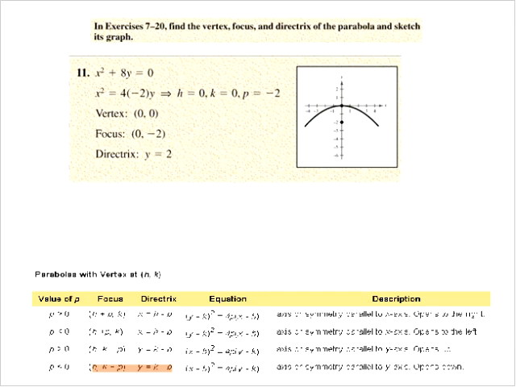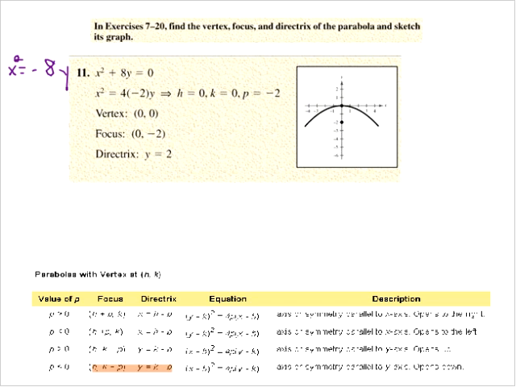Okay, so we're going to focus first on finding the vertex, focus, and the directrix of a parabola, and then sketch its graph. So what we're given is x squared plus 8y equals 0. Well, we want to isolate the squared term in any variable that has that. So notice the x squared. We want to isolate the x's on one side and the y's on the other. So we're going to start by subtracting 8y from both sides. That gives me x squared equals negative 8y.